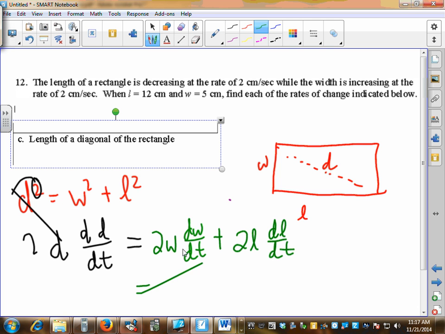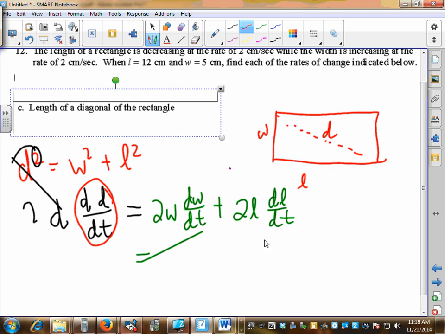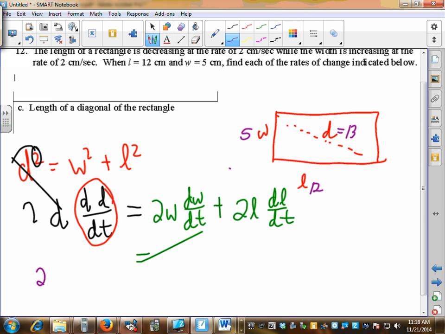So now we can fill in stuff. We want the rate of change for that diagonal. So that is what we are looking for right there: the change in D over time. And we know this is 5, 12. Do we know what D is equal to at this moment? Because that's a 5, 12, so 13. Pythagorean, exactly. So D is 13. We're looking for this.